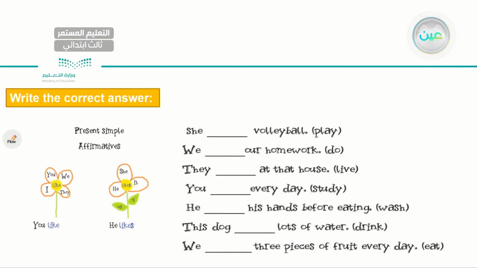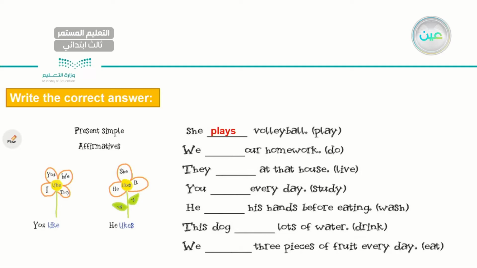Write the correct answer. Remember, I have the flowers right next to the sentences. She, volleyball. So I have she. What do you think? Let's use the verb. Do I say play or plays? What do you think? She plays. Very good. We add S to the verb.